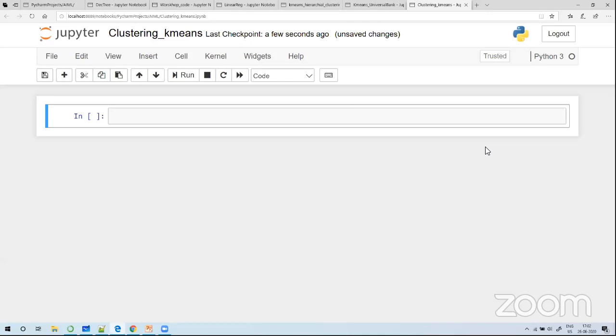But k-means is probably the most important one to start with compared to others. That's the reason I'm covering k-means. But don't think that clustering can only be done with k-means. Not all the time. There will be different types of algorithms that we can use.